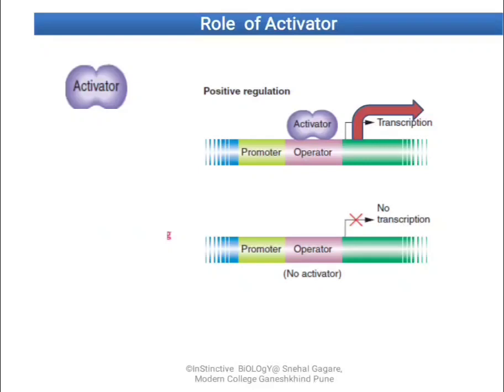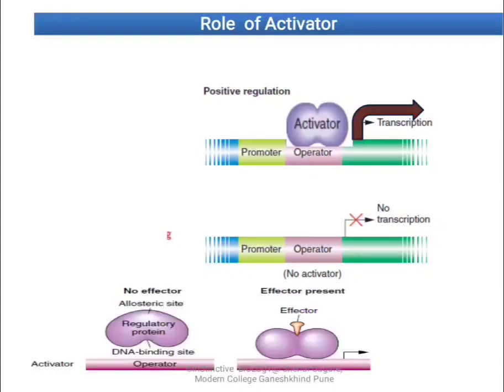Now, what do we mean by positive regulation? Positive regulation means whenever an inducing stimulus is present, the gene is on, that is the switch is on. That means the gene is converted into a protein. So activator is the positive regulator. It binds to the region called operator and promoter, and then RNA polymerase causes transcription. If activator is not there, there is no transcription, so no translation.